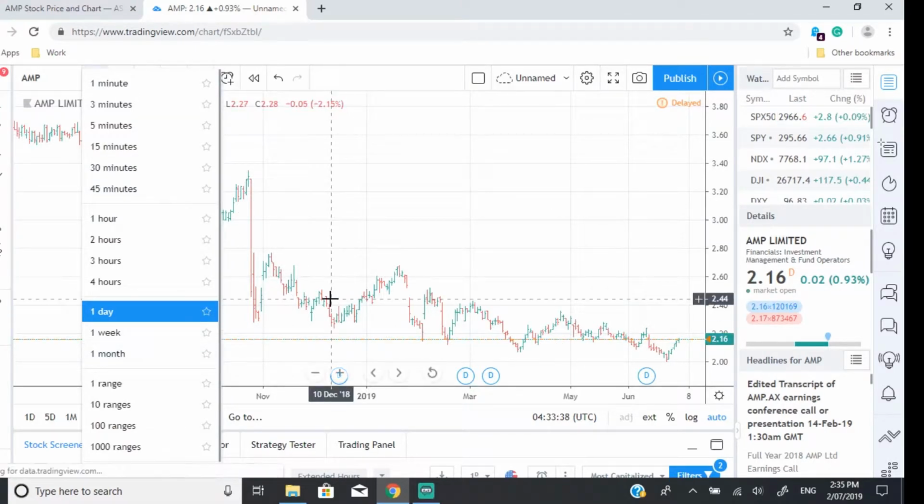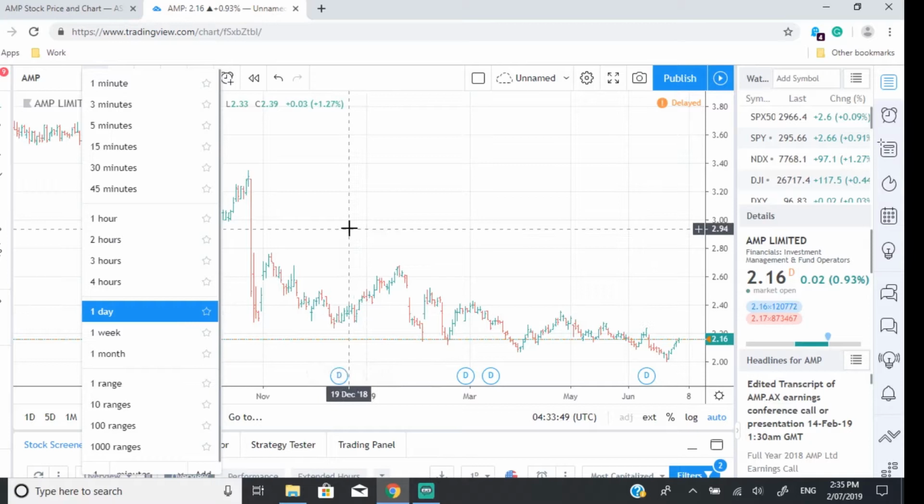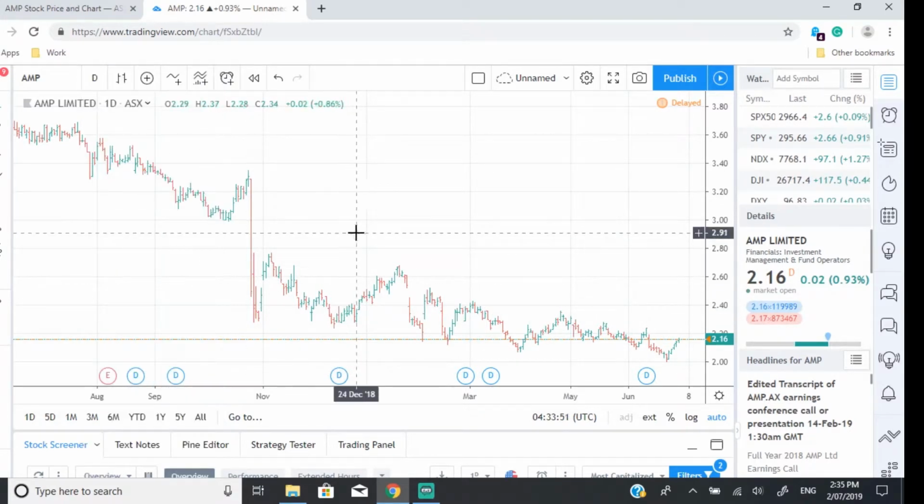If you want to look at the long term trends, I would usually use weekly. Short term, I would use daily. Just depends on your trading plans and your style, and also how much risk you want to take. Okay, so very important stuff. So I will stick with the daily chart for now.